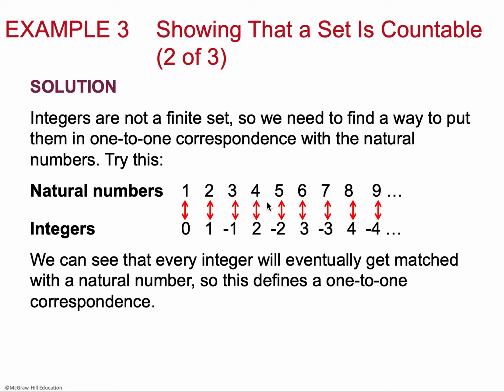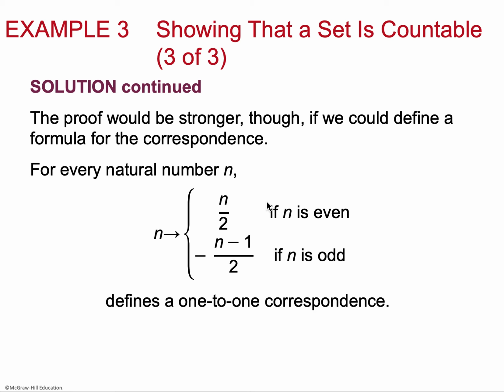So if I think about the group of natural numbers, and I map that group of natural numbers to integers that are 1 less than them, I can see that every integer will eventually get matched with a natural number, which gives us that nice one-to-one correspondence. The proof, however, would be stronger if we could get a formula to generate that. So this is the example of the formula that generates the last example.